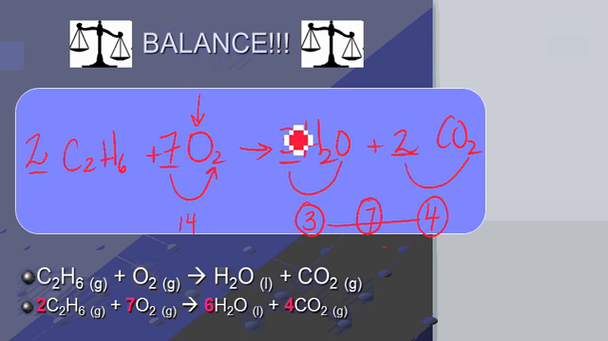So let's make 3 times 2 is 6. And 2 times 2 is 4. And now we have an equation that's balanced. So these are tricky. It takes some practice.